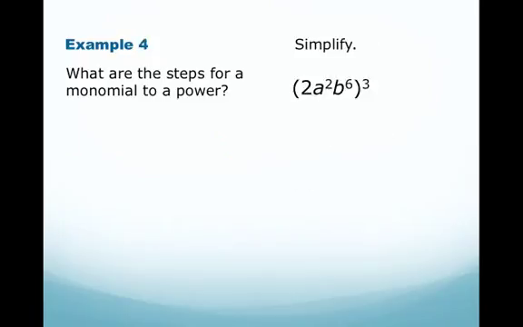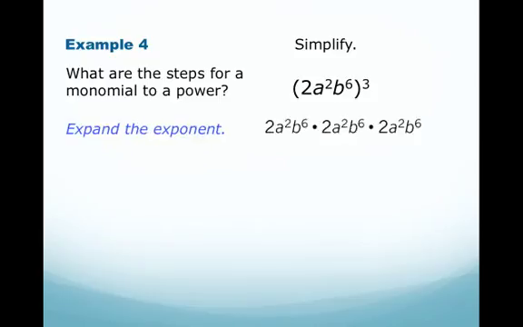Example 4. Simplify 2a squared b to the 6th raised to the power of 3. So if I expand it, I get 2a squared b to the 6th times 2a squared b to the 6th times 2a squared b to the 6th. So what's in the parentheses is repeated 3 times.